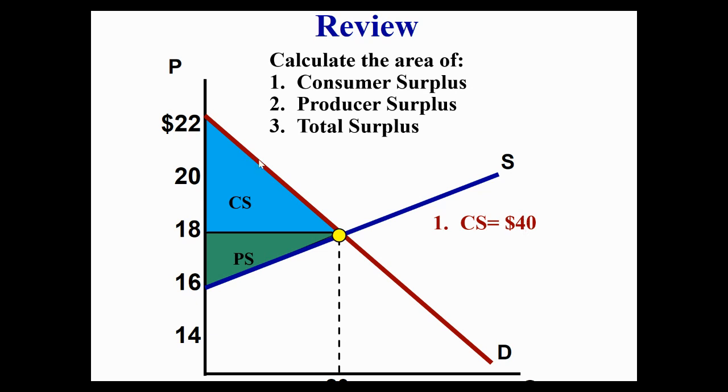So consumer surplus is 40, right? 22 minus 18 is 4. 4 times 20 is 80. 1/2 of 80 is 40. Producer surplus is 18 minus 16, which is 2. 2 times 20 is 40. 1/2 of 40 is 20. And what is our total surplus then? It is 60. When total surplus continues to grow, that's a fantastic thing for our standard of living.